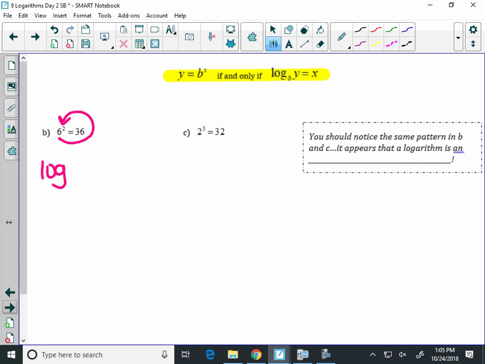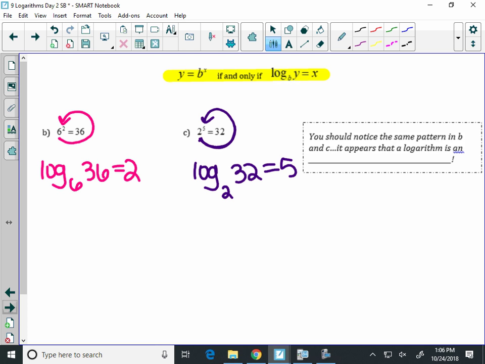base what? What's the base? Log base 6 of 36 equals the exponent of 2. That's how you write that in logarithmic form. What about 2 to the 5th is 32? How could you write that one? Log base 2 of 32 equals 5.